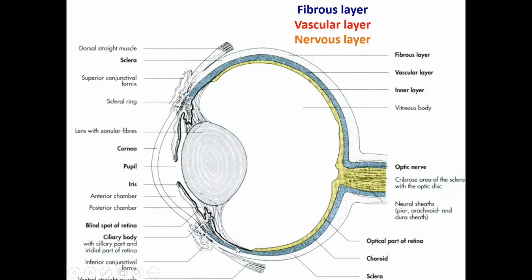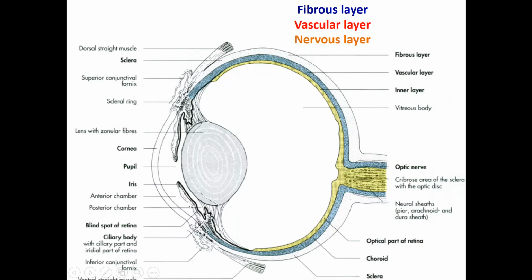And as it goes forwards, it contributes to the formation of the ciliary body. And the ciliary body then continues further as the iris of the eye. So the iris is giving the color to the eyes. Some people have green, some have blue. You see some cats having yellow eyes.